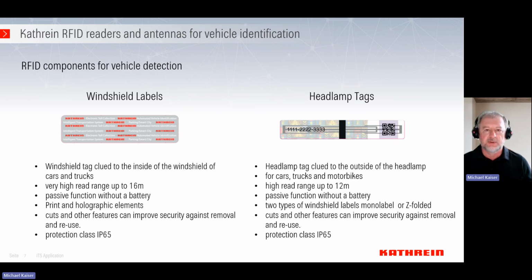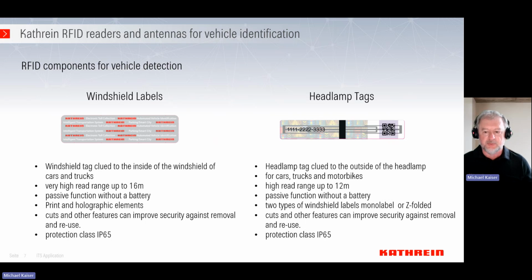The headlamp tags will be used when you have motorbikes, but you can also use them for trucks and cars. If it's necessary, you glue it outside on the headlamp. And then we have a read range of about 12 meters. It's also a passive running device without a battery.